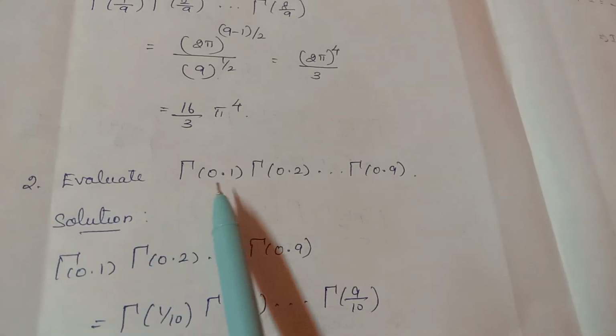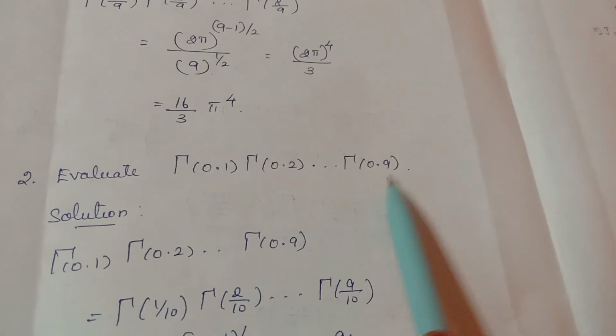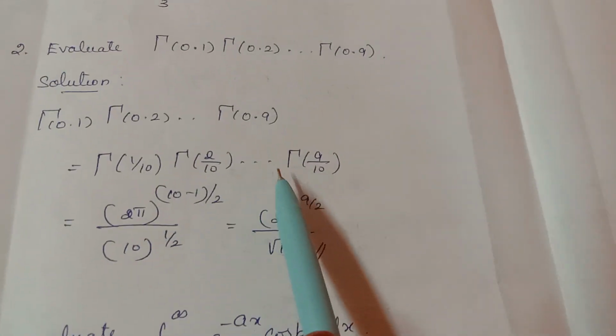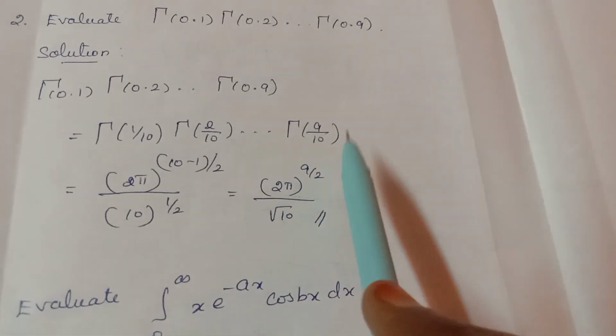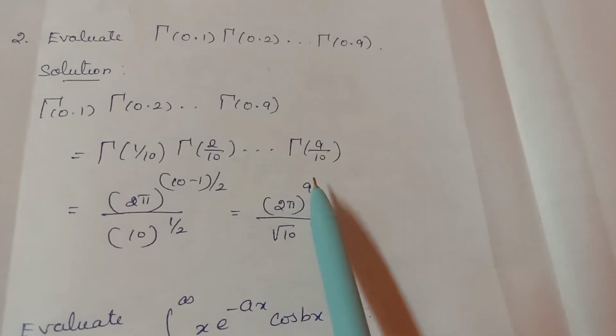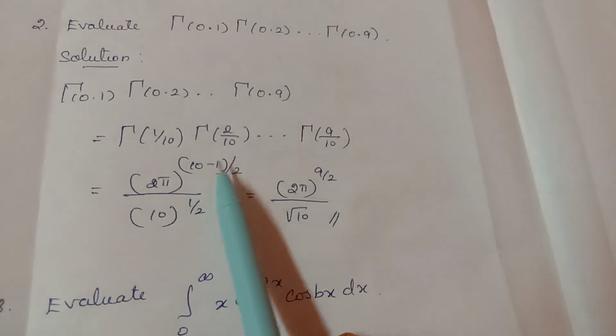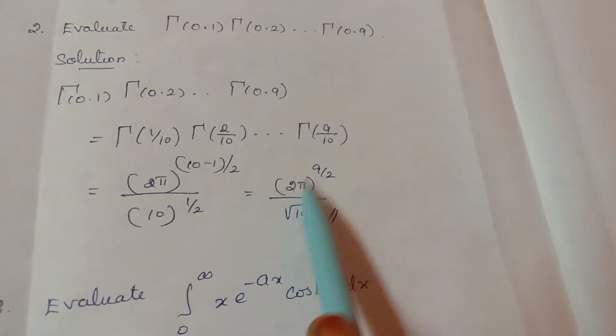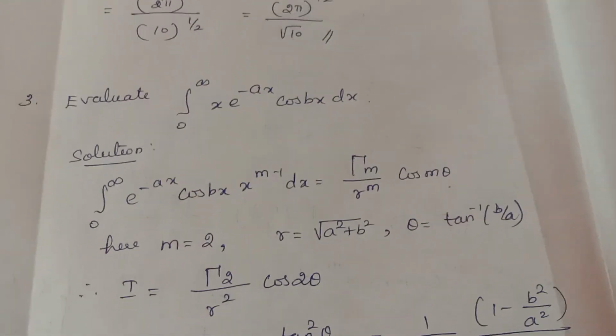Next, evaluate gamma of 0.1, 0.2, etc., gamma of 0.9. So let me rewrite this as gamma of 1 by 10, gamma of 2 by 10, etc., gamma of 9 by 10. So numerator from 1 up to 9, all denominators are equal to 10. So I can make use of that formula. So 2 pi power (10 minus 1) by 2 by 10 power half. So this is 2 pi power 9 by 2 by root 10.